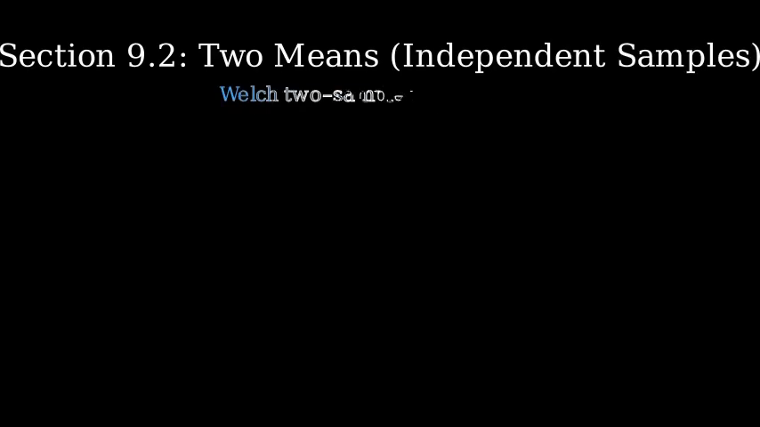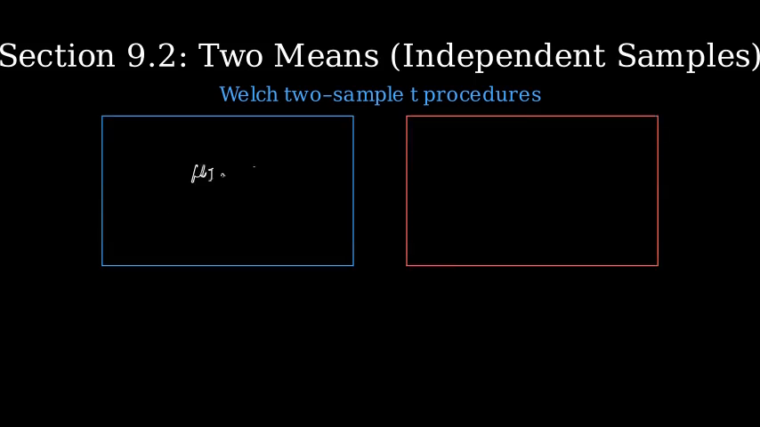Section 9.2. Inferences about two means with independent samples. We will go step by step, explain the role of the degrees of freedom, and finish with a quick StatCrunch walkthrough. Notation. For population 1, we use mu1, sigma 1, n1, x bar 1, and s1.